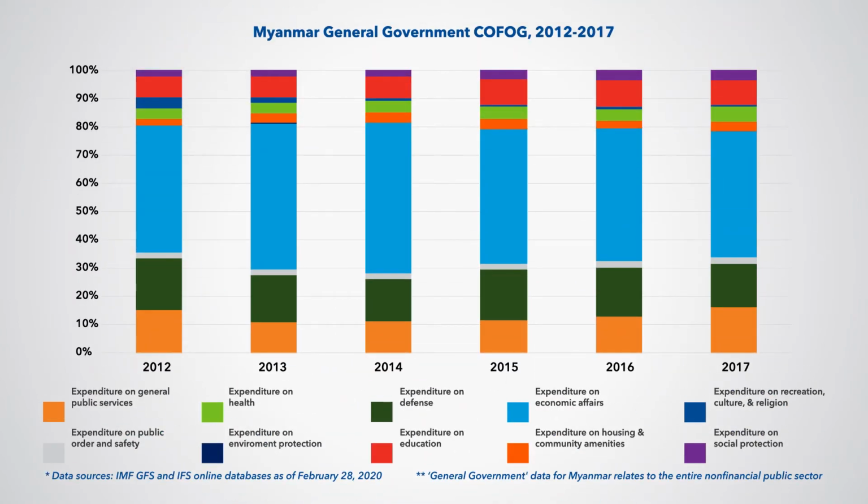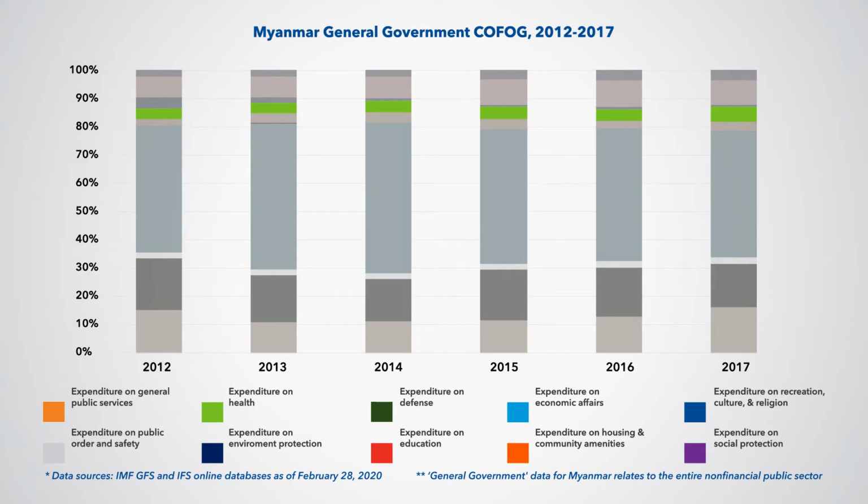How did this spending change over time? Spending on health increased from about 3.5% of total expenditure in 2012 to just over 5% of total expenditure in 2017. Nevertheless, in general, shares of spending were reasonably stable between 2012 and 2017.